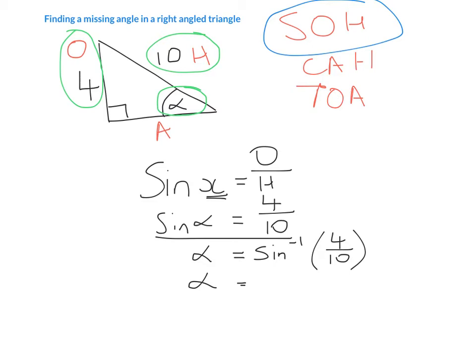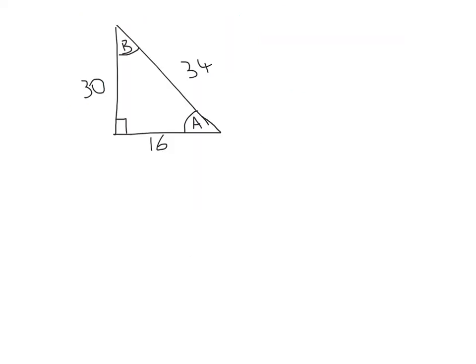23.57817848. Do we write that all down? No. If this was on an exam, they would have told us to round everything to 2 decimal places or perhaps the nearest degree. In this case, we'll just do it to 2 decimal places, so it's going to be 23.58 degrees. Remember, it's degrees in this instance because we're finding a missing angle.